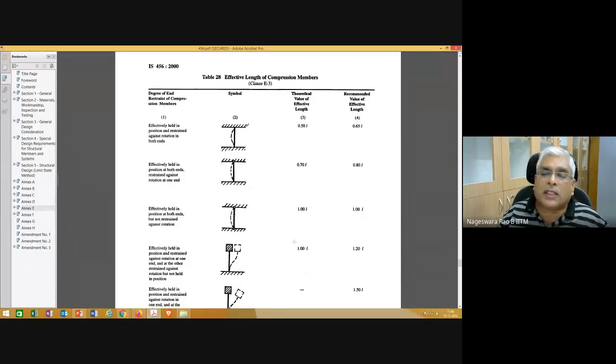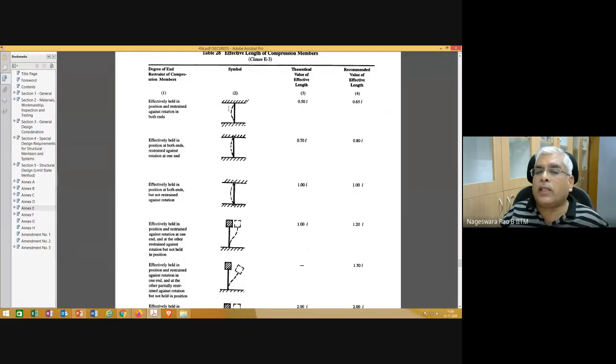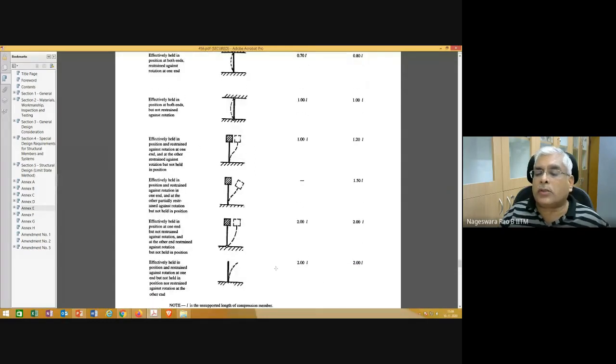Idealized cases means I can assume the two ends to be fixed, or one end to be hinged, other end to be fixed. So for various idealized conditions, what are the effective lengths the code is recommending to take? And for various conditions, in the last class we pointed out to you, here in this table, the first three cases are no sway columns, and the rest of the cases are sway columns.